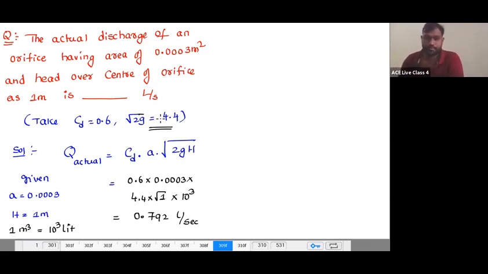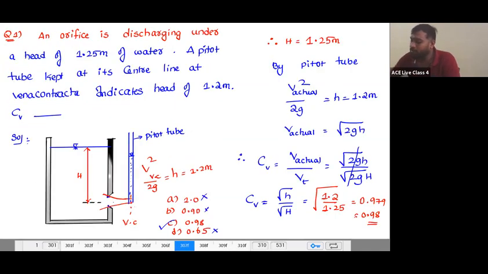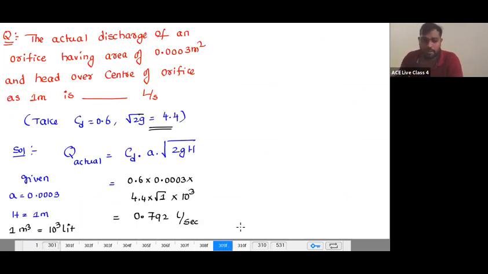Hope you understood this. So I have given one question for finding the coefficients, one question for finding the discharge, one question for the time required to empty, and one question for finding one more CV here. I hope you people are able to follow me. Now, let's see one more question.